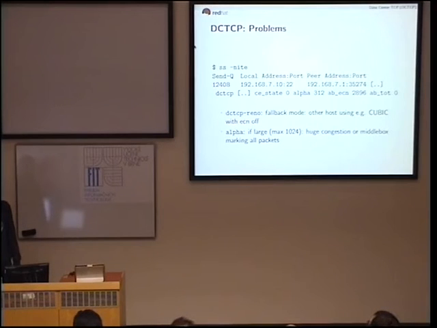If you see something like fallback mode in the output, then that means that while you have enabled DCTCP, the peer doesn't support ECN, so we had to do this Reno fallback. You can also see the alpha value, that is our idea of how big the congestion is in the network. And if that's always very, very large, then there's probably some broken middle box in your network that is just marking everything.